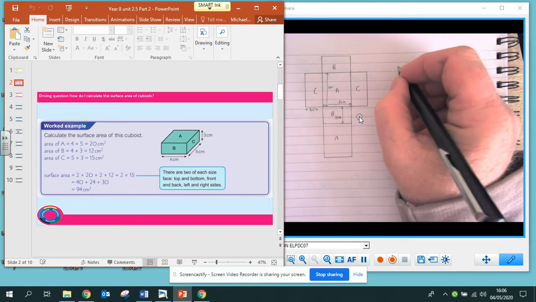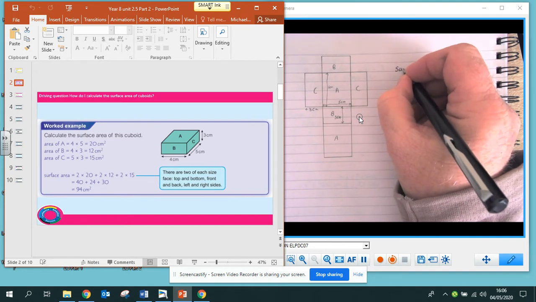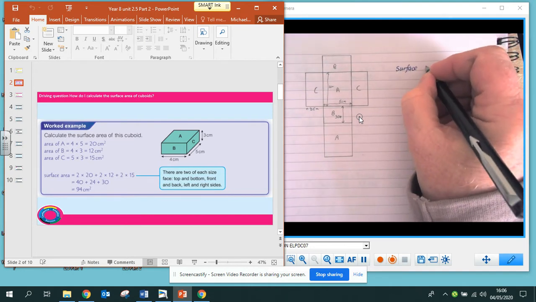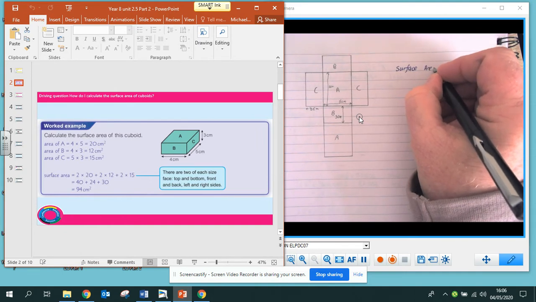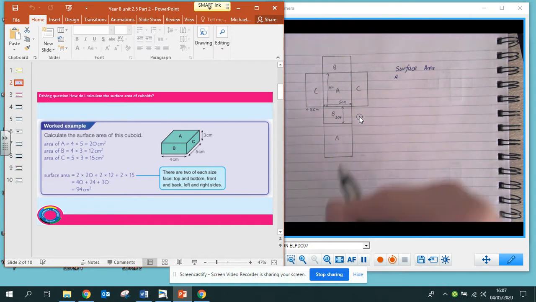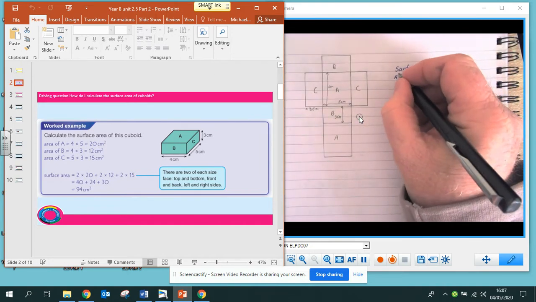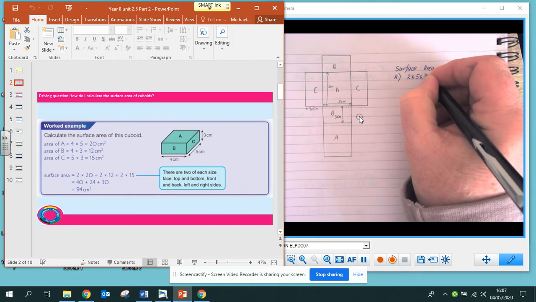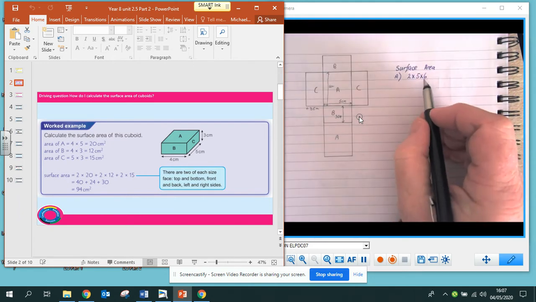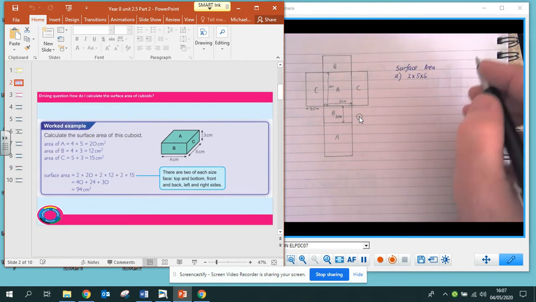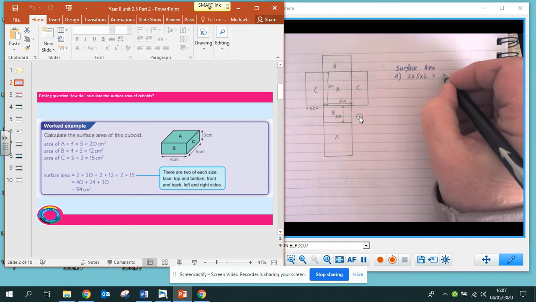So side A. So we're going to write down the surface area. Please watch this. I will give you a chance to write this down afterwards. So surface area A is, there are two lots of A, so that's going to be 2 times 5 times 6. 2 times 5 is 10. 10 times 6 is 60.